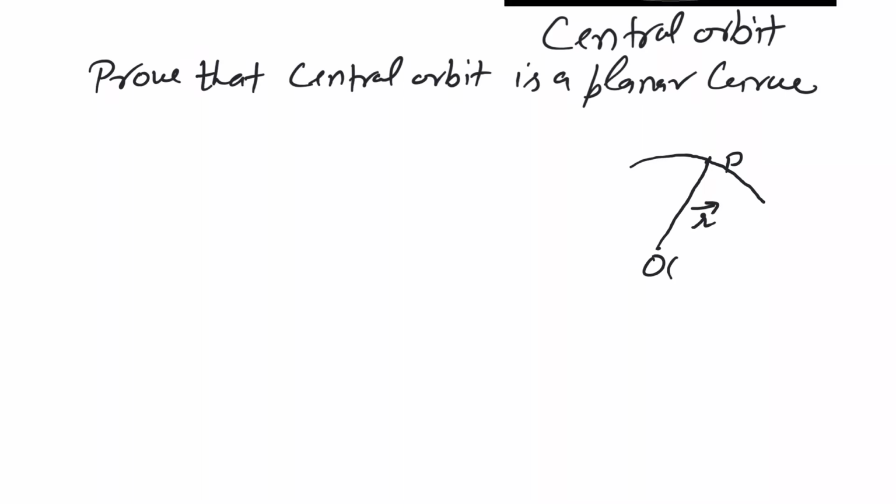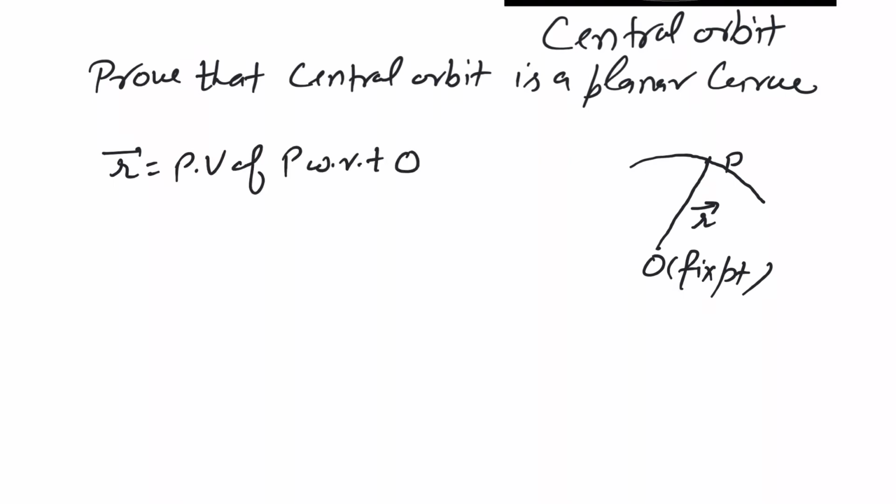You can write this is a fixed point, and I am going to write the meaning of r. r is equal to the position vector of P with respect to O, and dr by dt is the tangent vector at point P, giving the direction of the motion. Now this point P has two kinds of acceleration: one is the transverse acceleration, another is the radial acceleration.